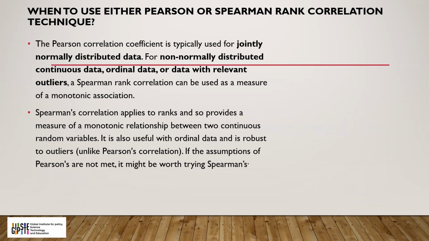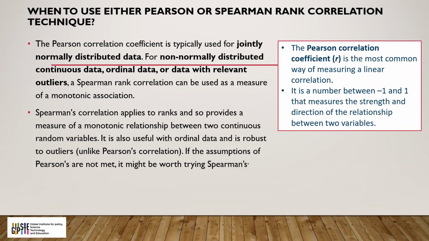Take note of that. Spearman correlation applies to ranks and so provides a measure of monotonic relationship between two continuous random variables. It is also useful with ordinal data. Take note of that, ordinal data, and it's robust to outliers, unlike the Pearson's correlation. Okay. So if the assumptions of the Pearson's are not met, it might be worth trying Spearman's rank.